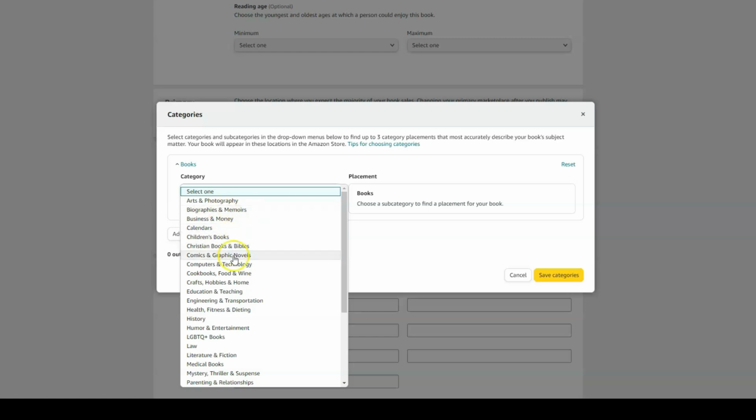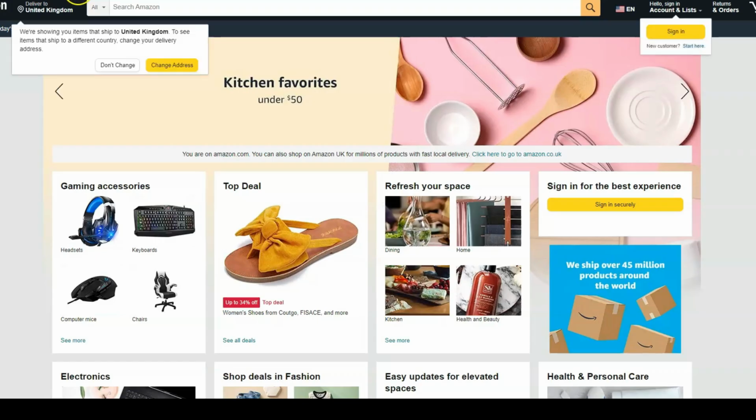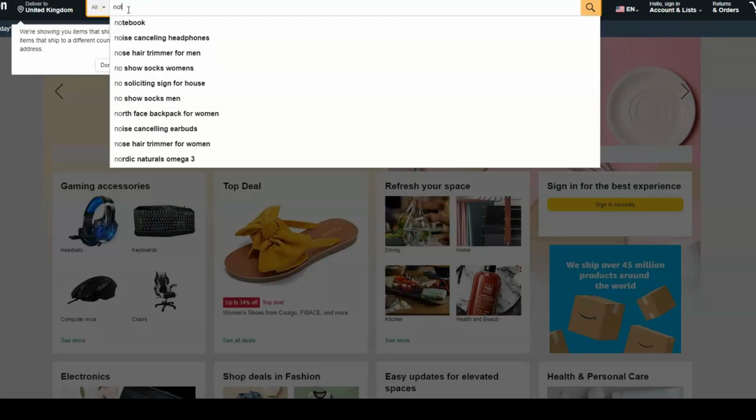There are children's books, Christian books, comic and graphic novels. Now we have a notebook, and we're not aiming it at anyone in particular. It's just a floral notebook. So what you can do is you can go on Amazon and check what people have published their notebooks in. So let's have a look at that. Let's go on Amazon.com. And let's just type in notebook.